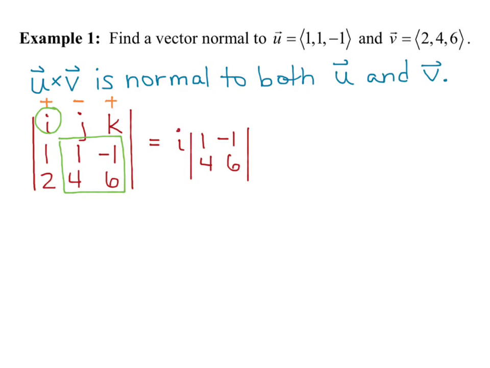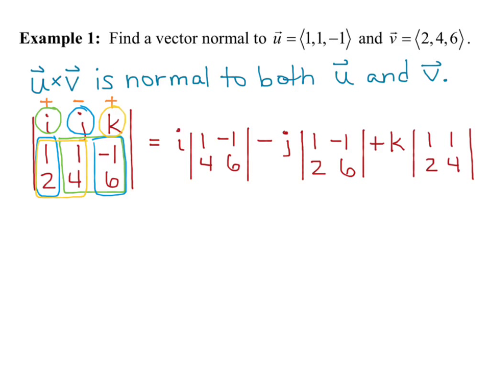Start with the upper left, so i, and then the lower right matrix, minus j, and then the first and third columns, plus k, and then that's the first and second columns. Now when I'm doing my 2 by 2 determinants for the i, j, and k, I'm going to have my forwards diagonal and my backwards diagonal.